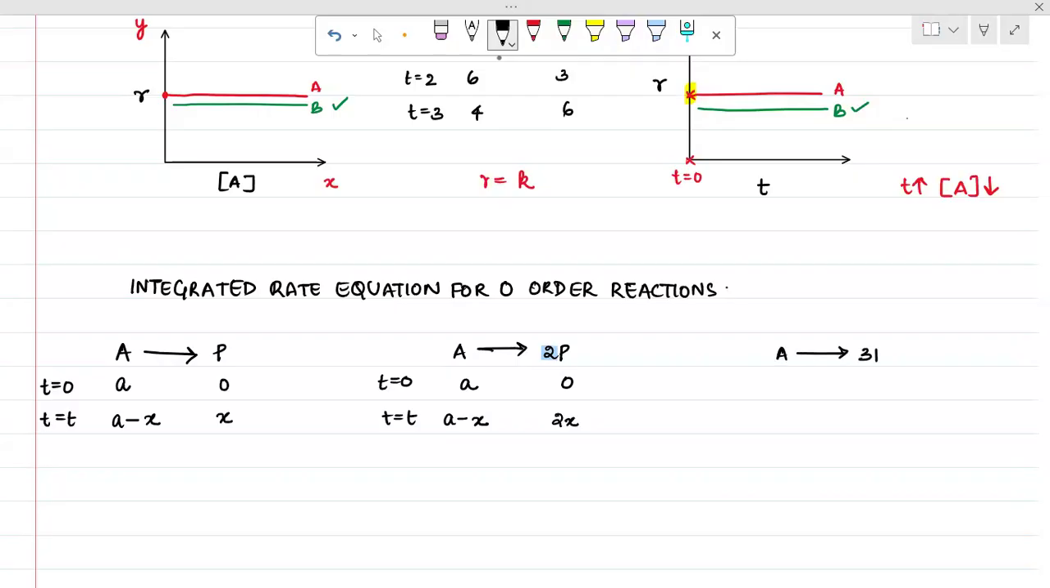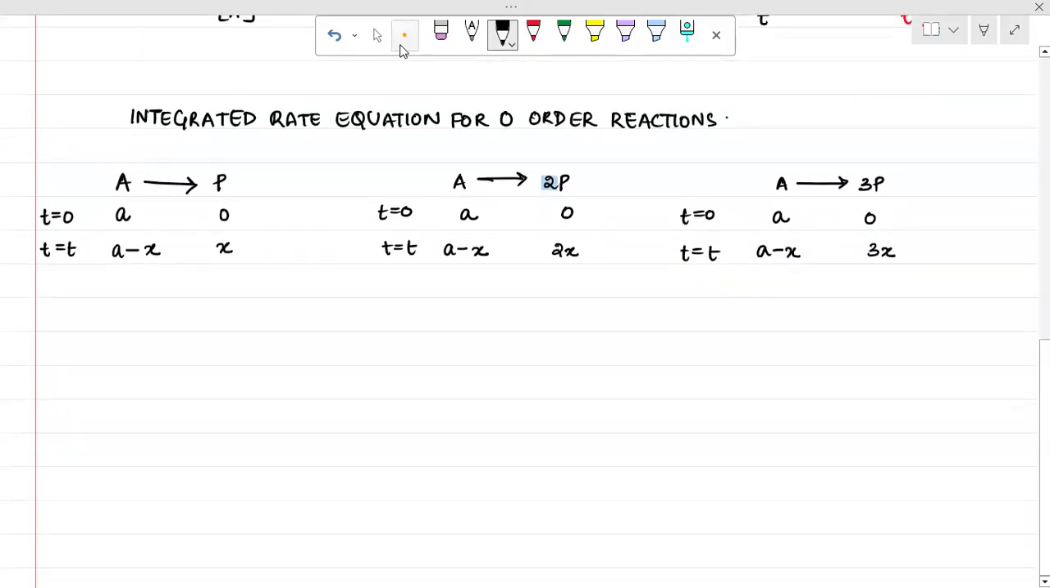One more so that you understand. If you have A giving 3P, try it on your own. At t is equal to 0, you have an initial concentration of a and you don't have any products. And at time t, some amount will have reacted. We don't know how much that is. But based on the stoichiometry, the amount of product that is formed is 3x. That's all. Okay. All right. Now I'll take up this.